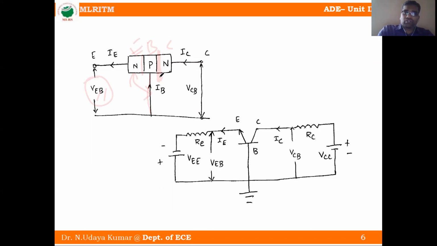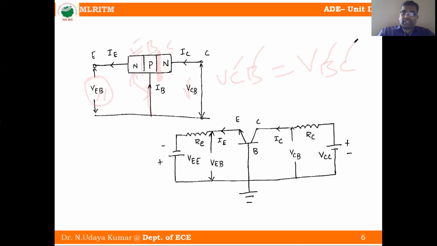Okay. So base collector junction means what is the voltage? Junction voltage, VCB or VBC. Both are same. VCB means voltage across collector base junction or voltage across base collector junction. Both are same. So this VCB is identical to VBC also. C for collector, B for base. Here also same. B for base, C for collector.